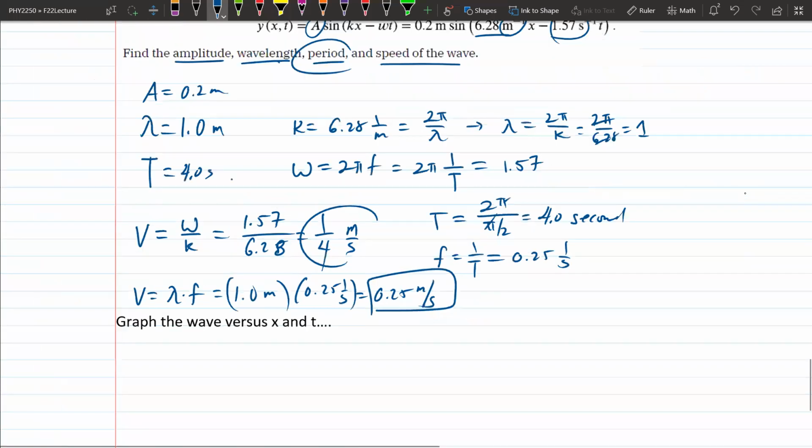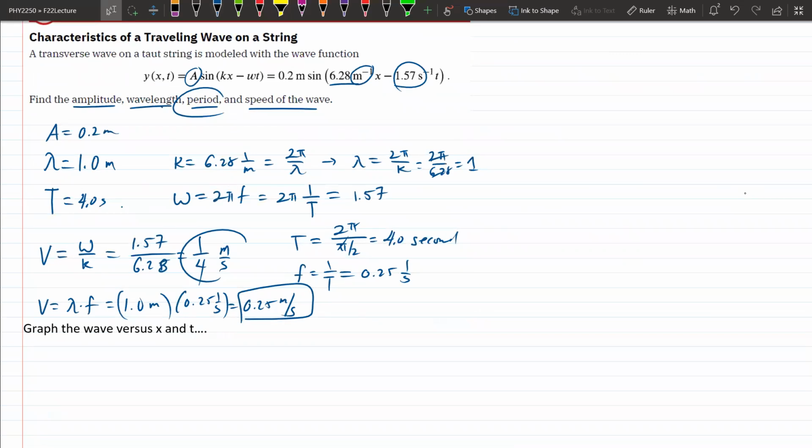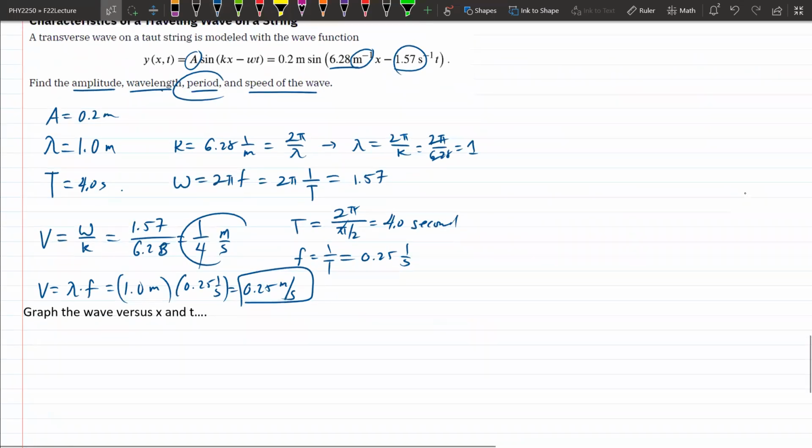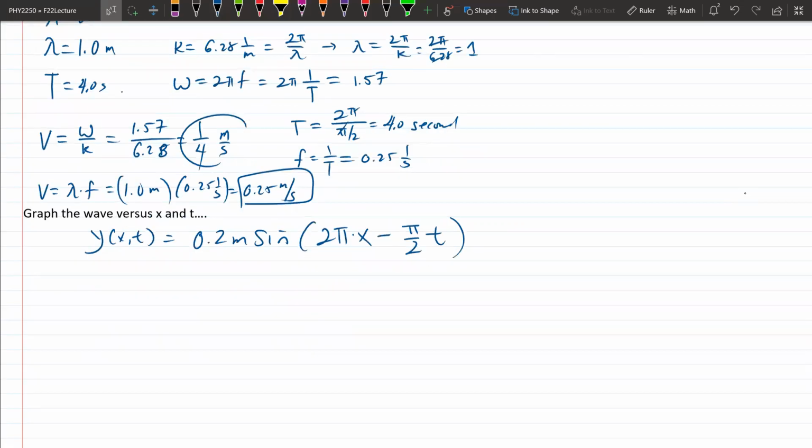So I want to show you guys, I'm going to graph this. This is something I think the book attempted to do, but I think this is an easier way to think about it. So I'm going to copy down the equation we're trying to graph. y equals 0.2 meters times sine of 6.28. In fact, I'm going to write 2 pi here, times x. I'm going to ignore the units for now. Minus pi over 2 times t.